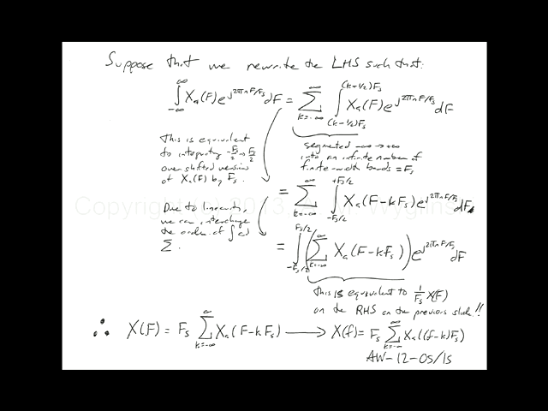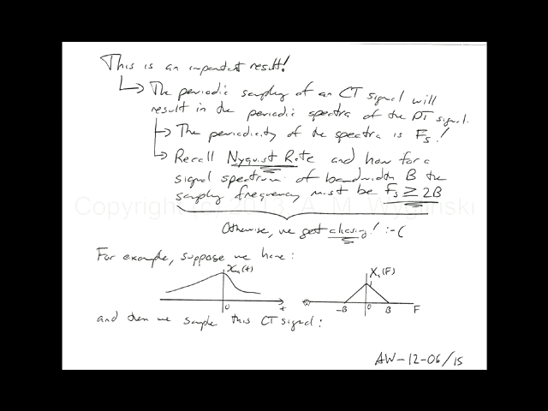As a result, it's kind of interesting. Suppose that the bandwidth of XA of F is half of FS. What this tells me is that X of F is equal to the periodic replicas of XA of F. So let's go back to this guy.